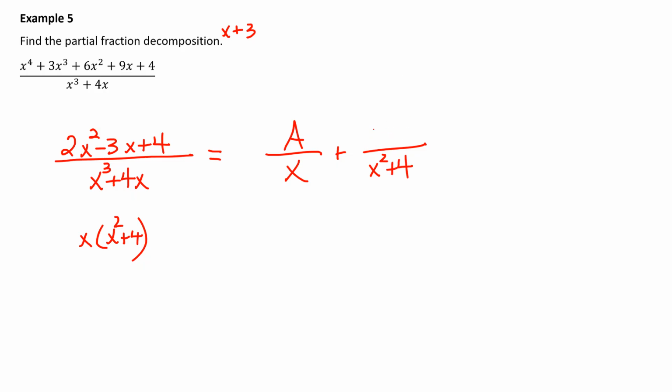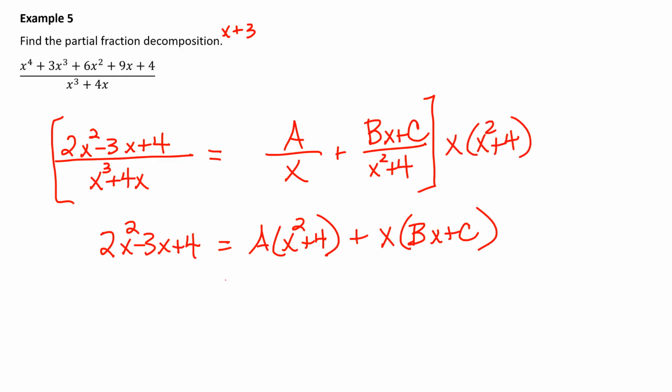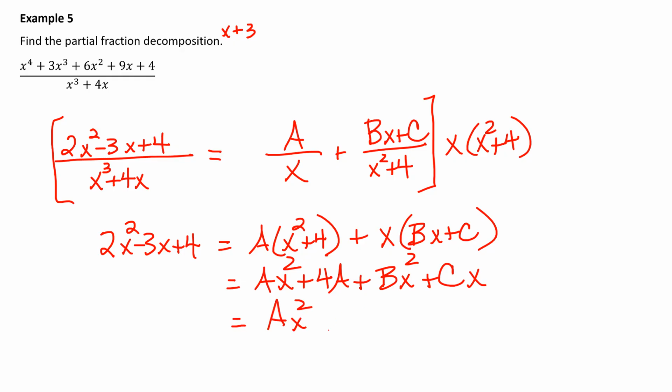And then over here we've got x squared plus 4, which is going to be a linear expression on top. Whoops, can't use A again. Bx plus C on top because the quadratic is in the denominator. And now we will just multiply both sides of that equation by the common denominator of x times (x squared plus 4). And when we multiply all this out, we will have Ax squared plus 4A plus Bx squared plus Cx.